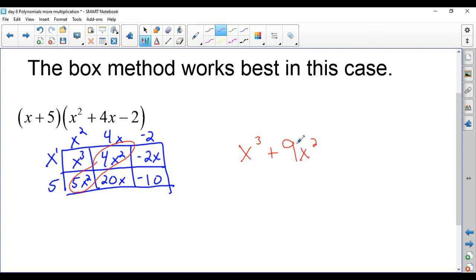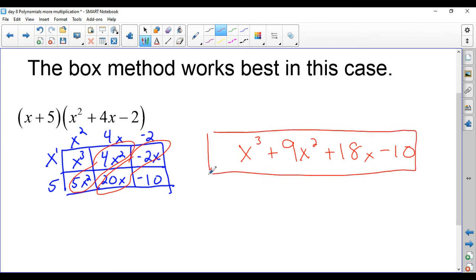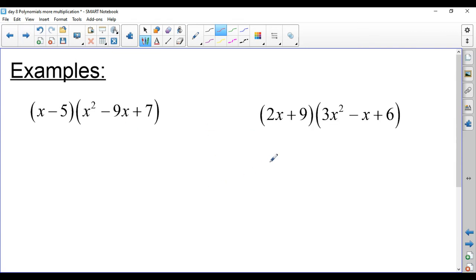4x squared plus 5x squared is 9x squared. Then, if I look on this next diagonal, I have negative 2x plus 20x. 20 minus 2 is 18x. And then I have my minus 10. And here's my final answer. Let's do one more example. We're going to do this one over here. I have 2x plus 9 times 3x squared minus x plus 6.